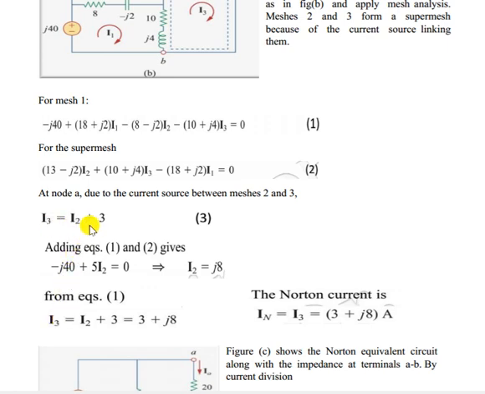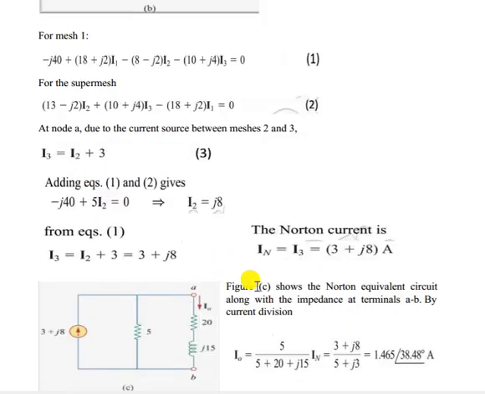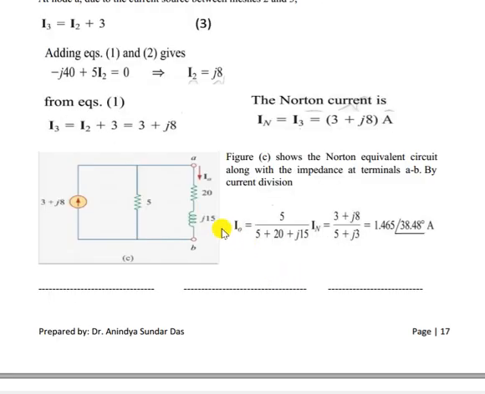So I3 equal to I2 plus I3. If you find the value of I2 and add it to I3, that is the value of the Norton current. So I0 is nothing but, we have to apply the current division rule, that is IN into the other one's resistance 5, over the total impedance 5 plus 20 plus j15. Then we can solve it and we get the value.